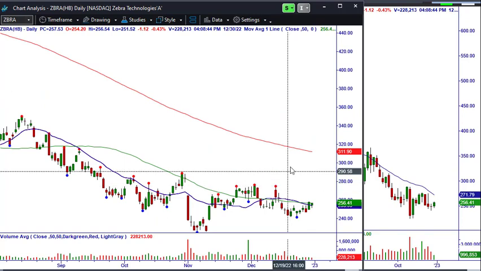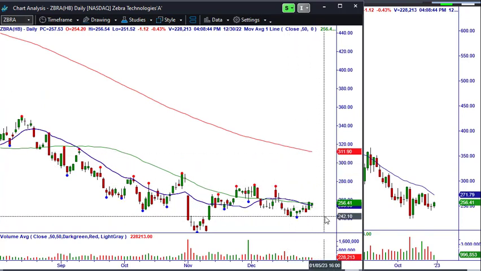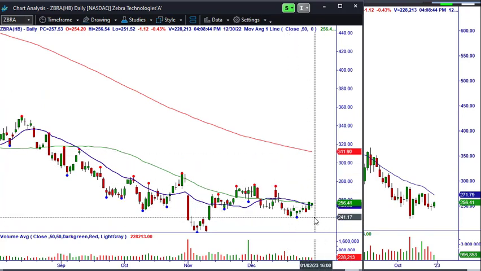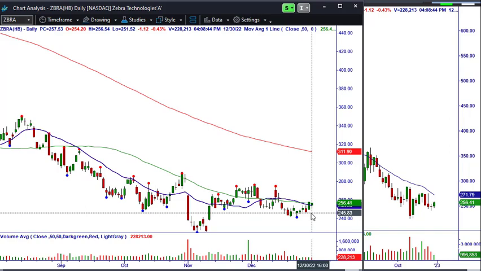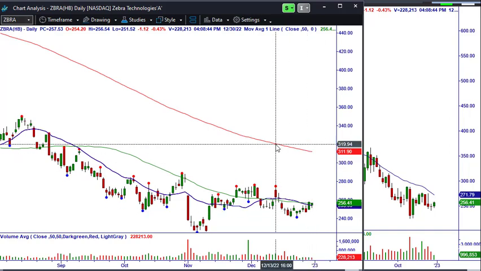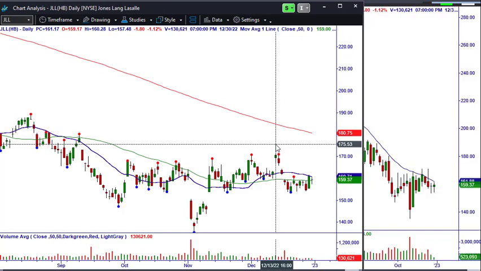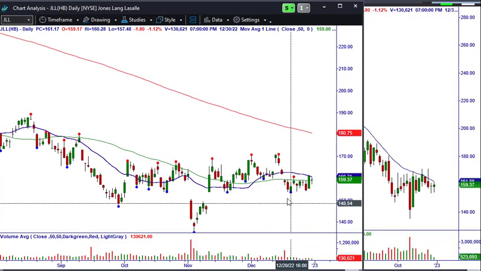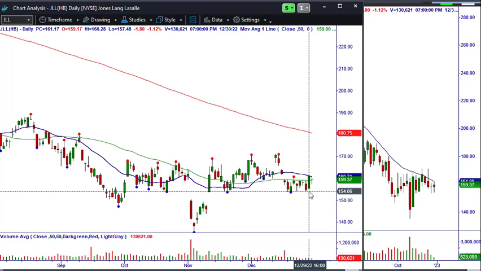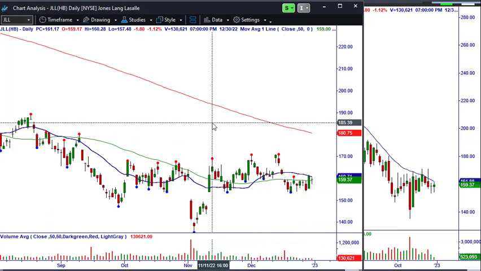Zebra. Again, see, they're not textbook 1, 2, 3s, but it's good enough for a possible trade. So I'm just going to set an alarm and then I'll analyze it if the alarm goes off. JLL, a little bit deeper, but I like the retest. I like the red bar ignored. I like the 20 and 50 flattening out, and I like the price void.